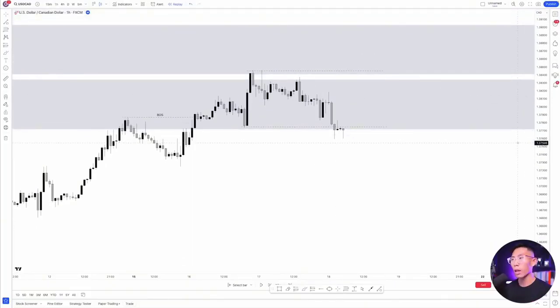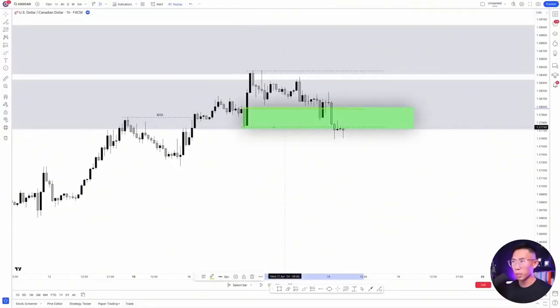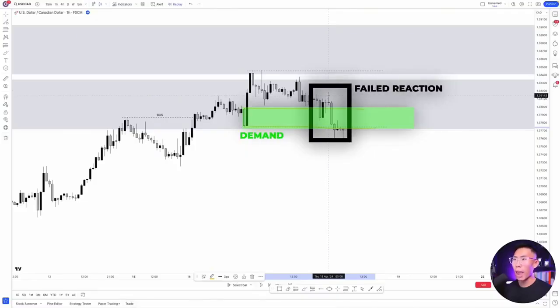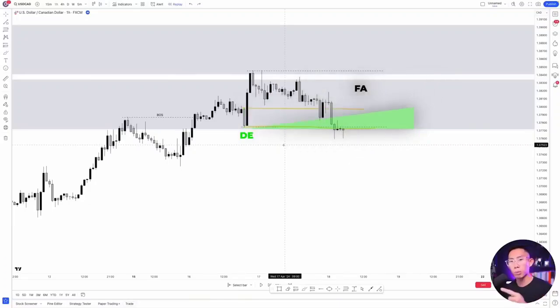Here's what you need to see. You need to see price actually react to this demand zone right here, and it fails, right? It has to create that failed reaction, and then after it created that failed reaction, it has to break structure, which is breaking below this low, creating your market shift. That confirms to us and tells us that price is going to reverse from an uptrend to a downtrend, and only then you can look to enter for a sell position.